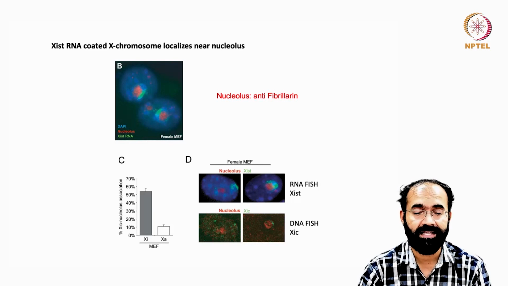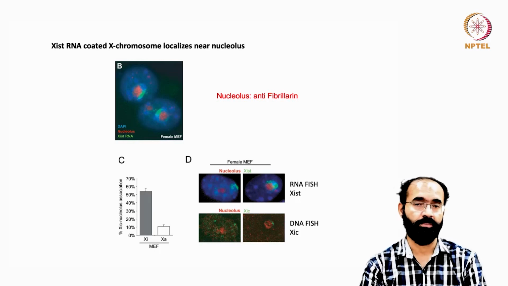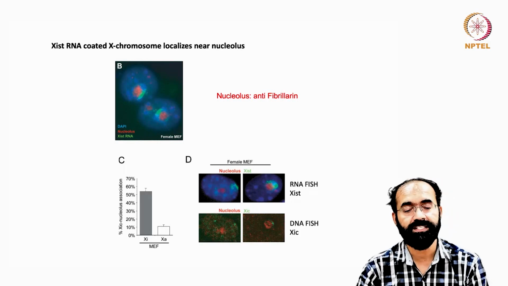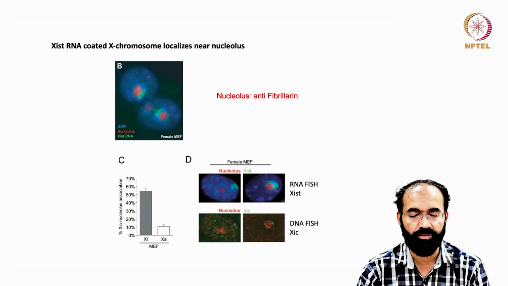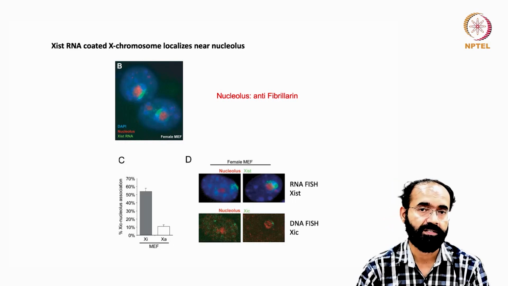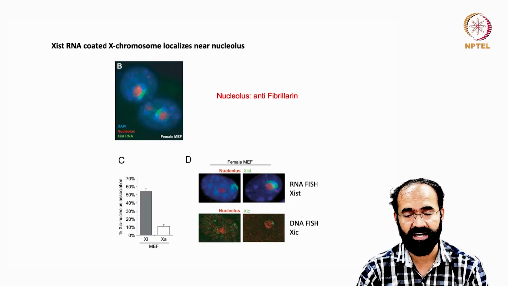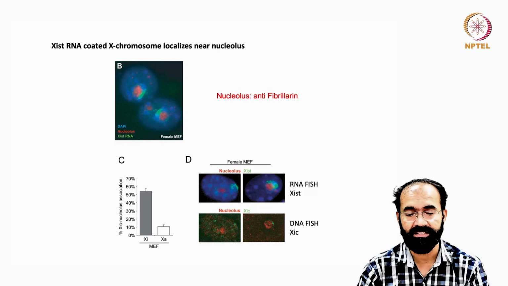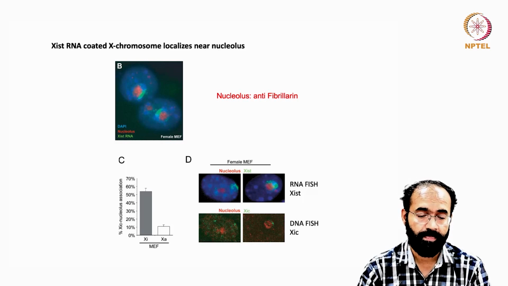So what it indicates is that the Xist-coated X chromosome, meaning the inactive X chromosome, comes closer to the nucleolus, and eventually becomes located at the periphery of the nucleus. The nucleus has a circular, oval shape, and the chromosome is moving towards the periphery. And whether you do RNA FISH or DNA FISH, where FISH stands for fluorescent in situ hybridization, you can use RNA as a probe or DNA as a probe. In both cases, you can see that its location is towards the periphery.